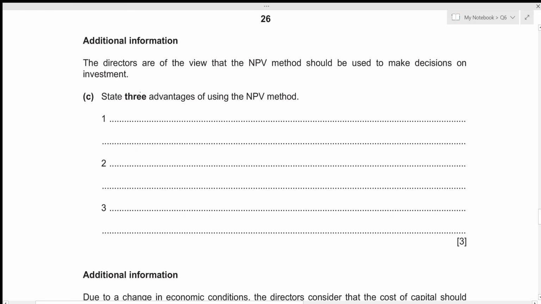We are given additional information. The directors are of the view that net present value method should be used to make decisions on investment. Now we need to state 3 advantages of using the net present value method. The very first one is that the net present value method considers time value of money, because we are incorporating the discount factors in order to bring the cash flows to their present value. So that's a major advantage. Let's write it down. It considers the time value of money.